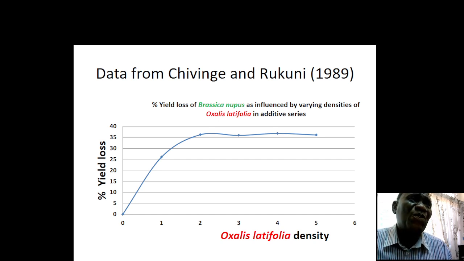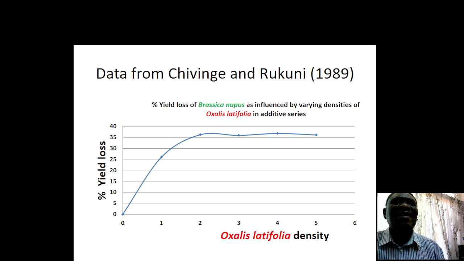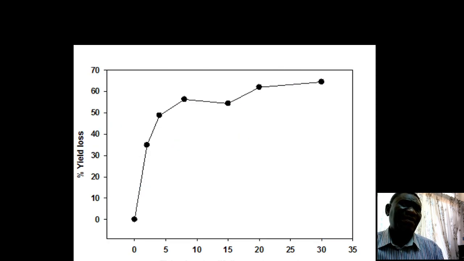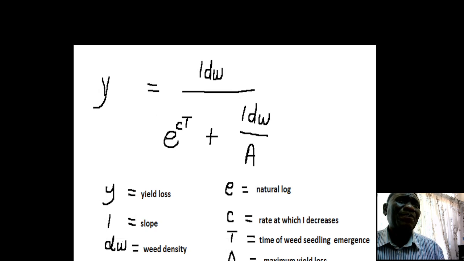Again, this is when you plot yield loss versus Oxalis latifolia density. You get that typical rectangular hyperbola. Again, this is probably Leucine indica effects in maize. You get that sort of shape.